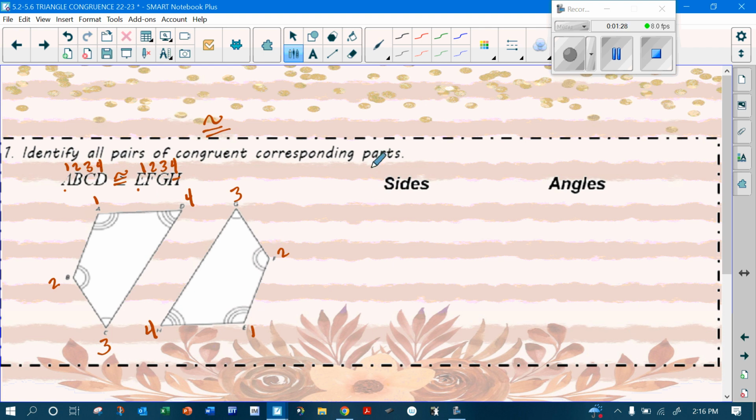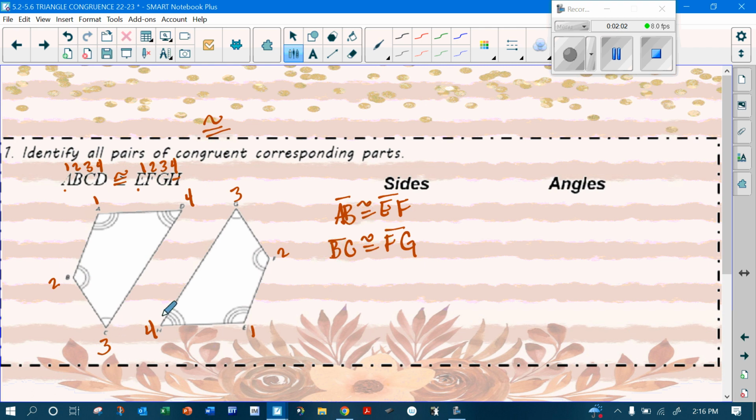So what we're going to do is go through and do AB, 1, 2, goes with EF, 1, 2. So AB is congruent to EF. So that's my first congruent side. BC, which is 2, 3, goes with FG, which is 2, 3. So BC is congruent to FG. And so on and so on. And let me not forget my symbols. So we got 1, 2 goes with 1, 2, 2, 3, 2, 3.